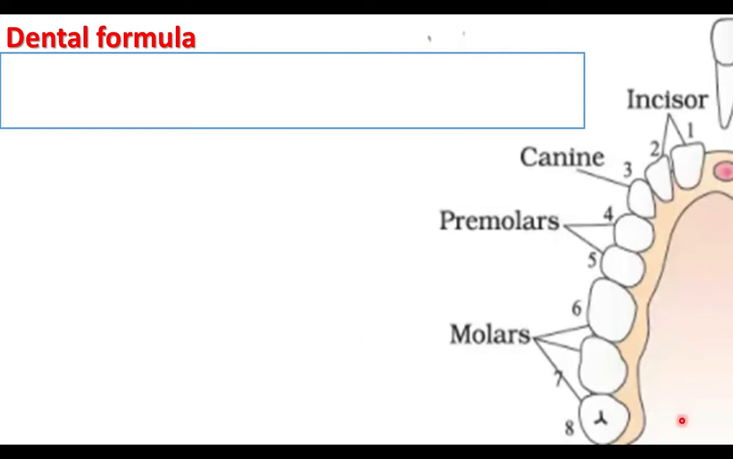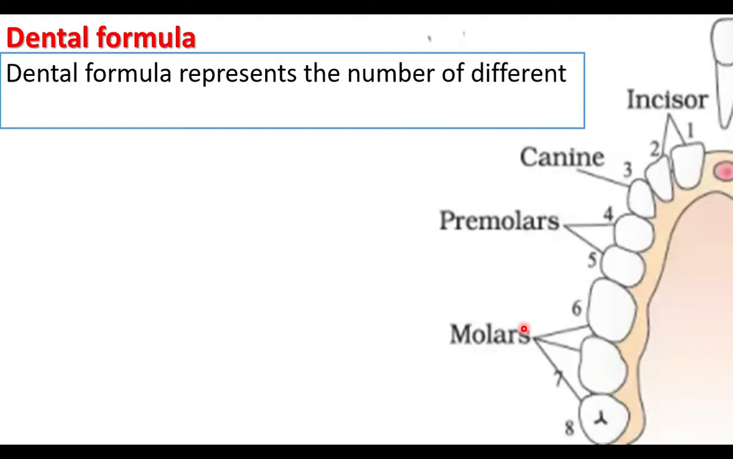One half of the teeth in a jaw is similar to the other half. For example, if we take the upper jaw, the teeth on the right side of the upper jaw are the mirror images of the opposite side. So the dental formula represents the number of the 4 different types of teeth present in one half of a jaw.